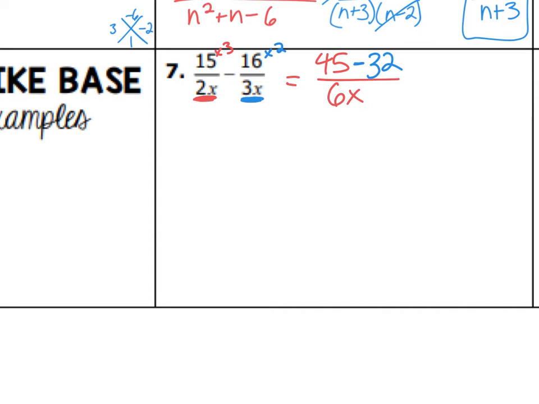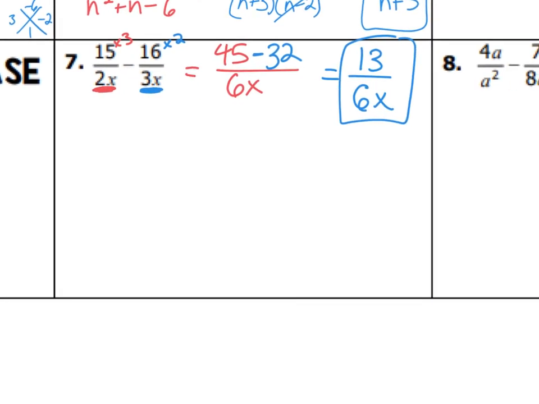And what is 45 minus 32? 13 over 6. Will 13 over 6 simplify? No. So we're done. Questions on that? Okay.